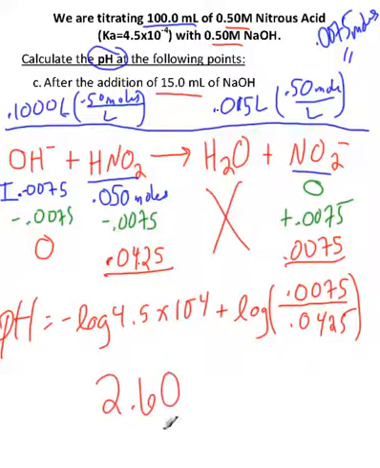2.60. Going back to my graph on the back page, now I can graph a point. I'm at 15 milliliters, so this is my X value, 15 milliliters, and my pH is 2.60. The pH did jump up a little bit because before it was purely acidic. Well, now we're starting to get some of this conjugate base in there. We've created a buffer solution.